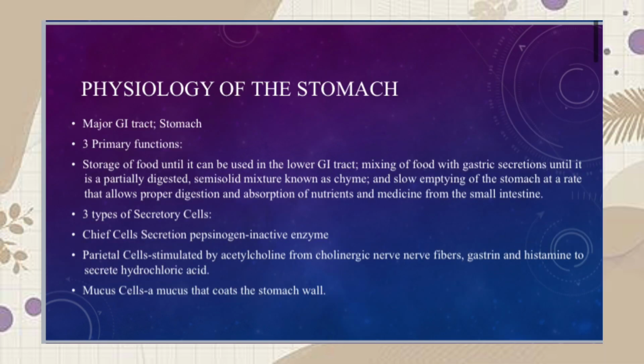Physiology of the stomach. As a major part of the gastrointestinal tract, the stomach has three primary functions: storage of food until it can be used in the lower GI tract, mixing of food with gastric secretions until it is a partially digested, semi-solid mixture known as chyme, and slow emptying of the stomach at a rate that allows proper digestion and absorption of nutrients and medicine from the small intestine.